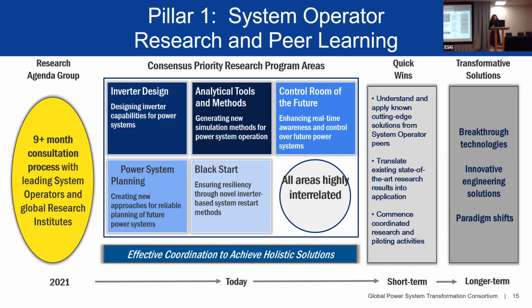So these are the 60 research questions, and they can be broadly grouped into inverter design, analytical tools, control room of the future, system planning, and black start. Now pillar 1 is trying to create collaborations between industry and research to answer some of these research questions. And I have inverter design there. This is where grid forming deployment, and issues related to deployment of grid forming resources, is being dealt with.